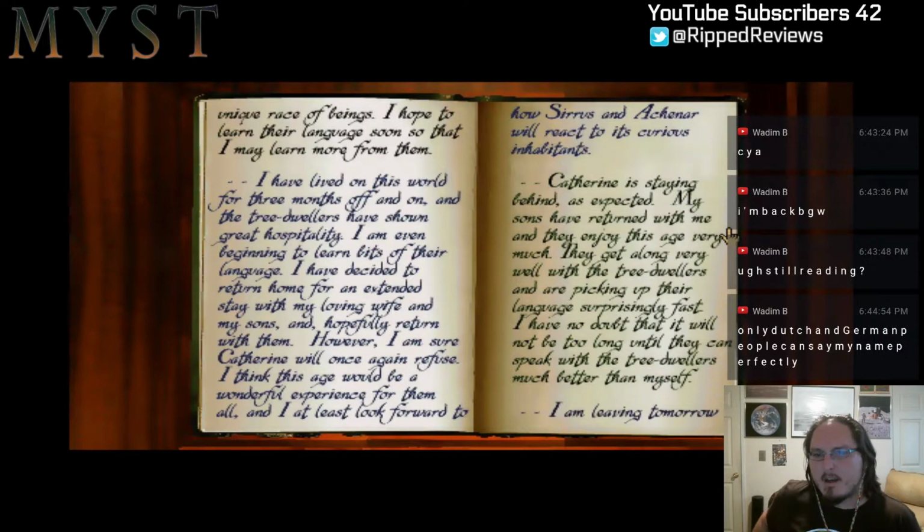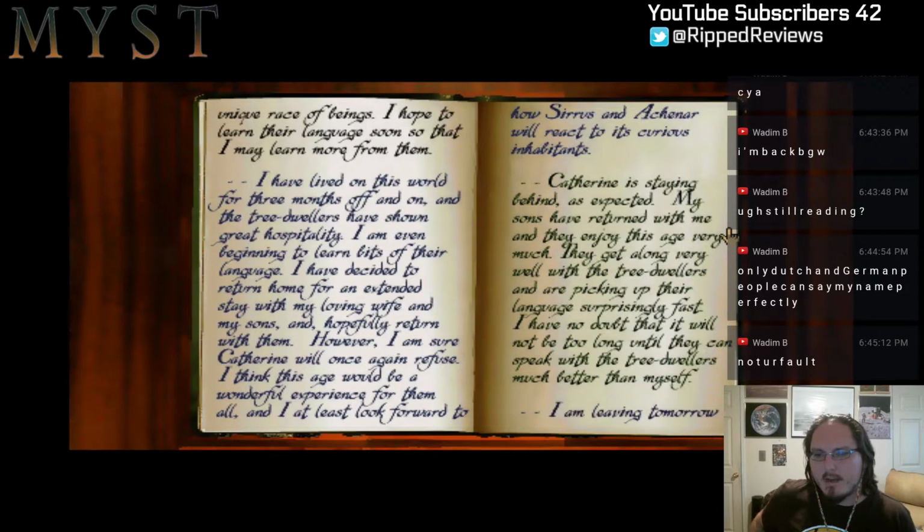Catherine is staying behind as expected. My sons have returned with me, and they are enjoying this age very much. They get along very well with the tree dwellers and are picking up their language surprisingly fast. I have no doubt that it will not be too long until they can speak with the tree dwellers much better than myself. I wonder if his 2 sons are the ones in the red and blue book. That would be interesting.